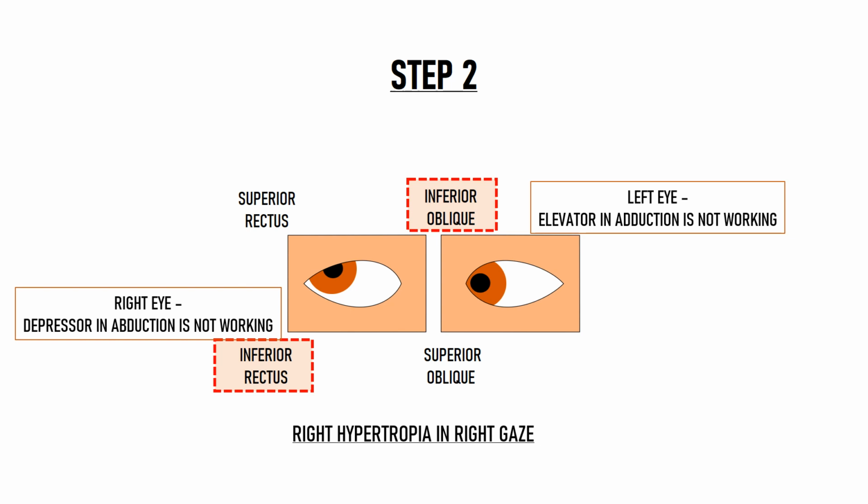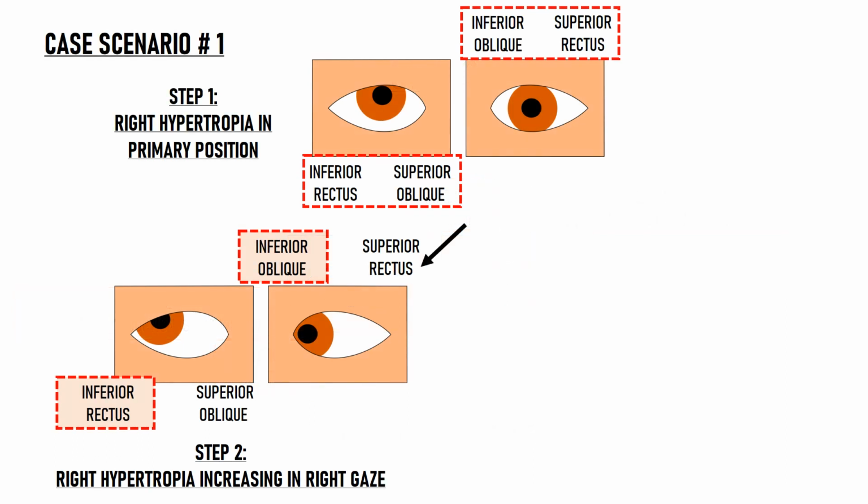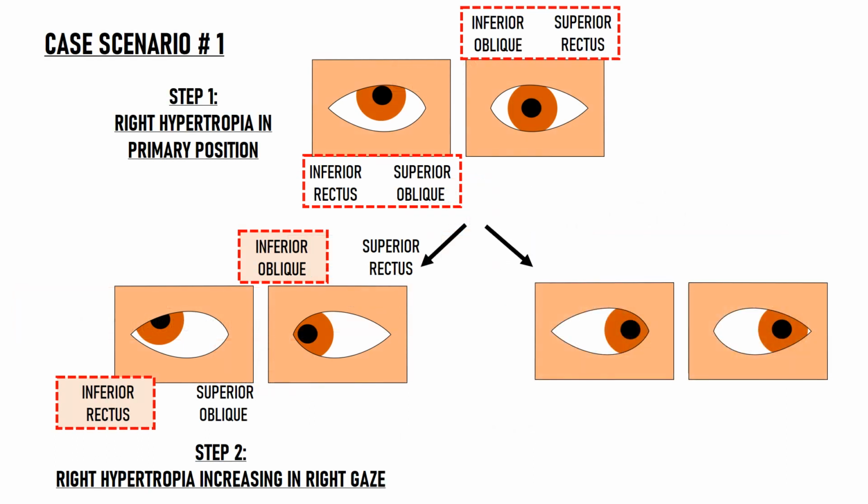So from 4 muscles in step 1, we have narrowed down our search to 2 muscles now, one in each eye. Step 2 has helped us in eliminating right eye superior oblique and left eye superior rectus. The same way, we also need to check the vertical misalignment in left gaze. We can see here that there is no vertical misalignment in left gaze.